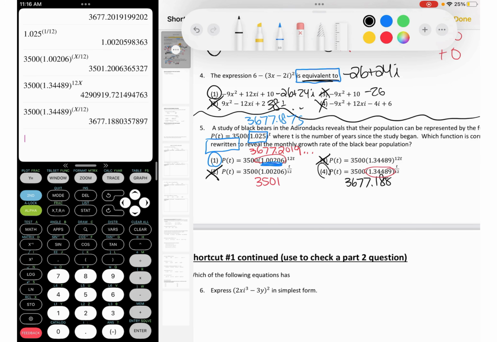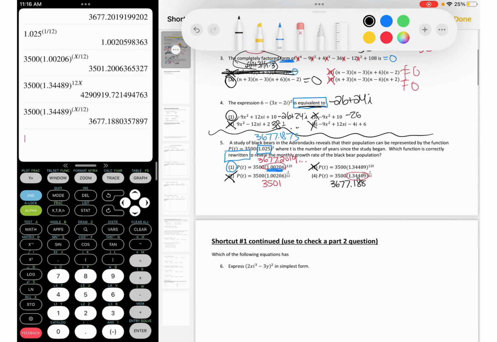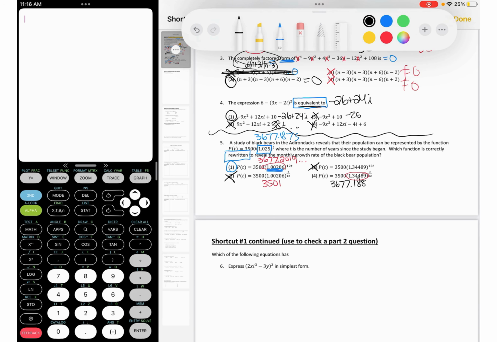But when in doubt, using that shortcut for this question gets you down to a 50-50 shot. Unfortunately, you probably would have picked choice 4. But again, sometimes it works, sometimes it's not the best thing to use. That's why I tell people, use it as a check, use it as a way out if you're totally stumped on a question. But we saw that this one was choice 1 when rewritten with that monthly growth rate.